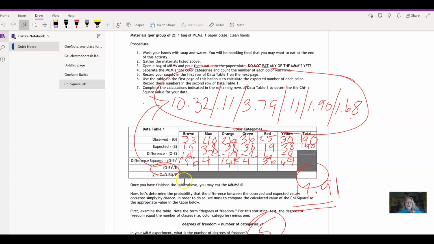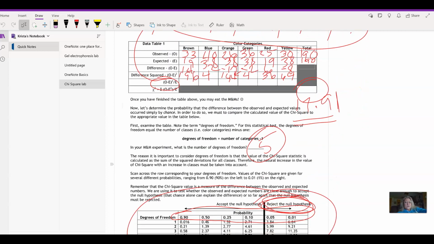Now this final equation that we're using right here, this is the chi-square official total equation. It just means the sum. So sigma means sum. The sum of all of these 6 numbers put together. So I added 10.32, 0.11, 3.79, 0.11, 1.90, and 1.68, and I got 17.91. Okay, so now I have to go down.